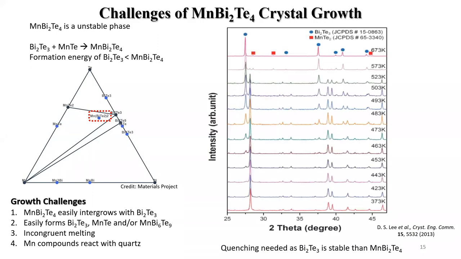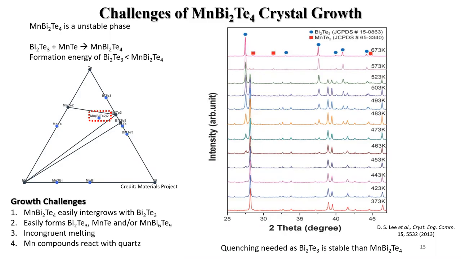In 2013, a Korean group successfully synthesized polycrystals of manganese bismuth telluride, and then ran temperature-dependent XRD measurements. As you can see from here, at around 463 Kelvin the system decomposed, and impurities of bismuth telluride and manganese telluride occur. Based on this information, and since we also know that bismuth telluride is more stable than manganese bismuth telluride, the quenching technique must be used.